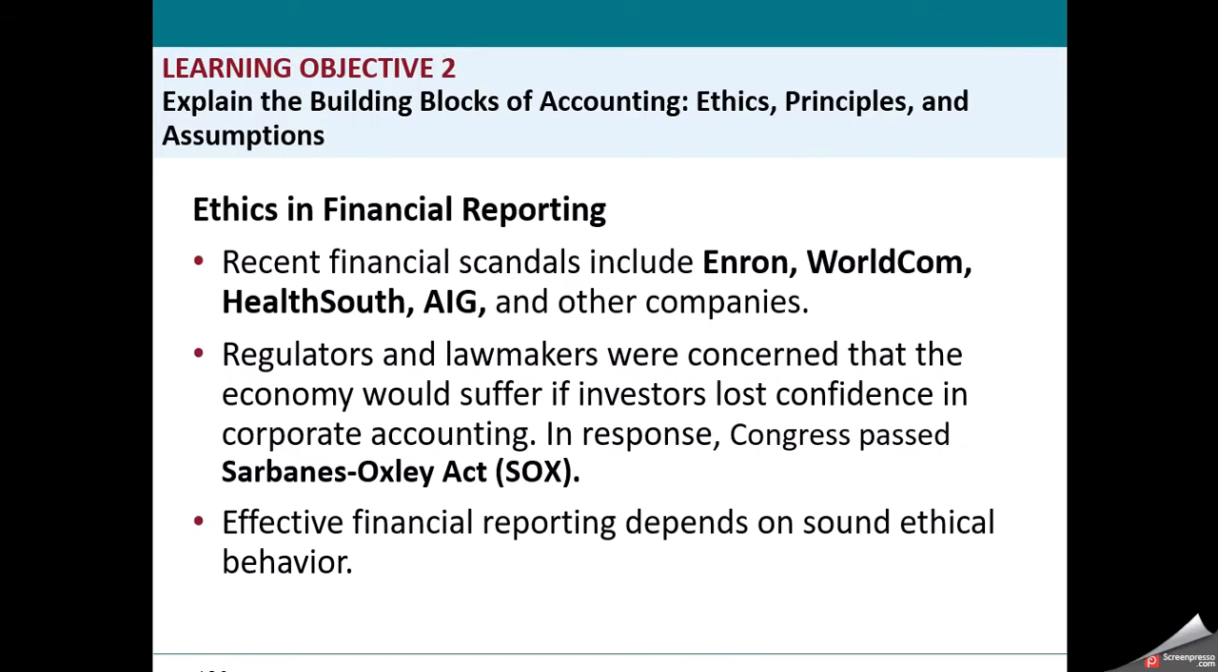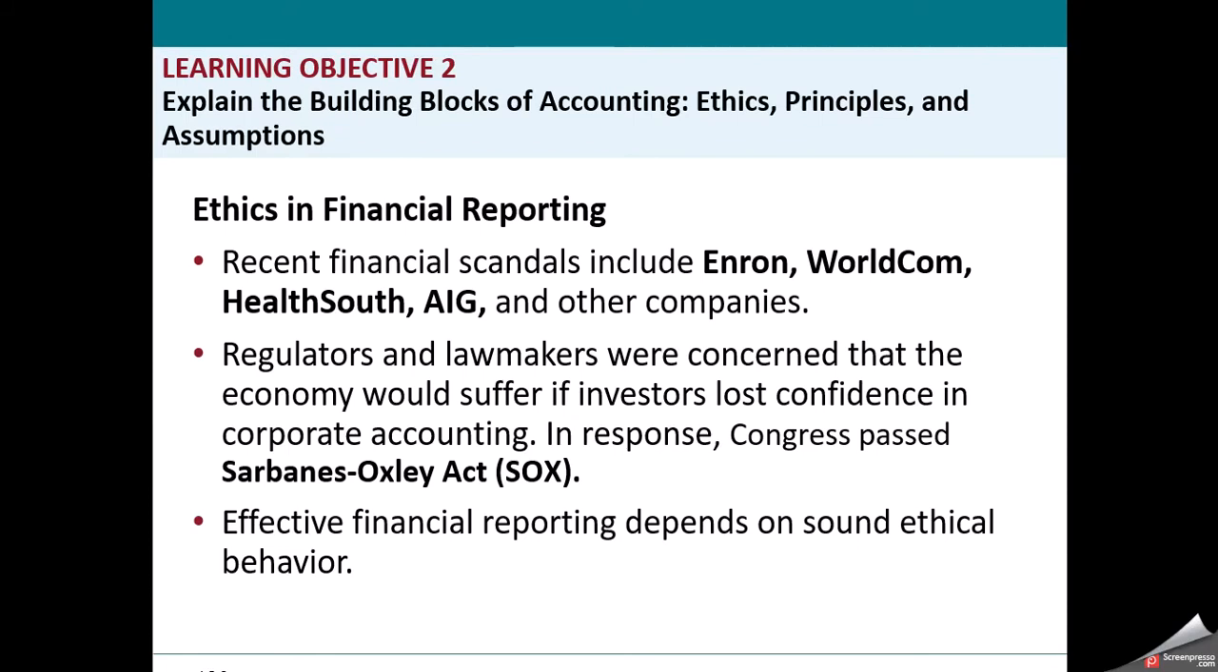The next learning objective is our basic building blocks of accounting, and then we'll also talk about ethics and principles and some assumptions that go along with that. So ethics are very important to accounting. So they list here some financial scandals that happened in the early 2000s with the fall of Enron and WorldCom, and Arthur Andersen was their auditors, and they also went out of business.